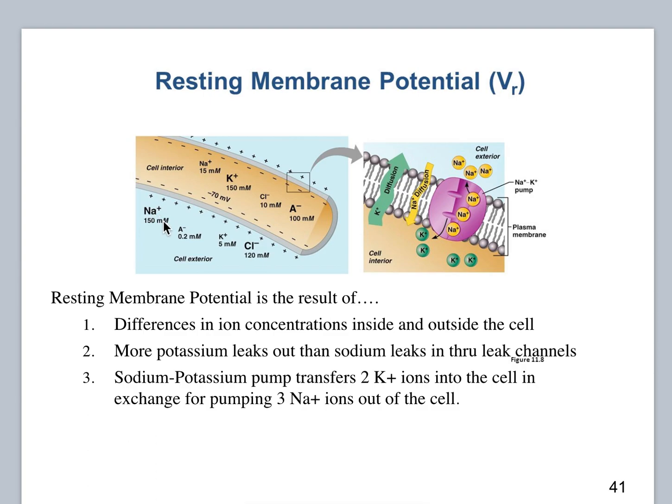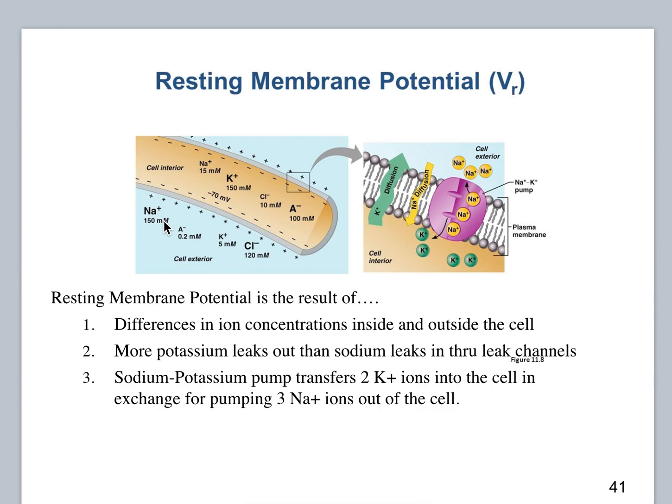And another thing is that for potassium, I said that there are some leak channels that are always open. Well, there are more of those leak channels for potassium. So more potassium leaks out than sodium leaks in. If more potassium is leaking out than sodium leaking in, that means there's a net loss of positive ions leaving the cell. That's what creates the negative charge on the inside of the cell, because more potassium ions are leaking out than sodium leaking in.